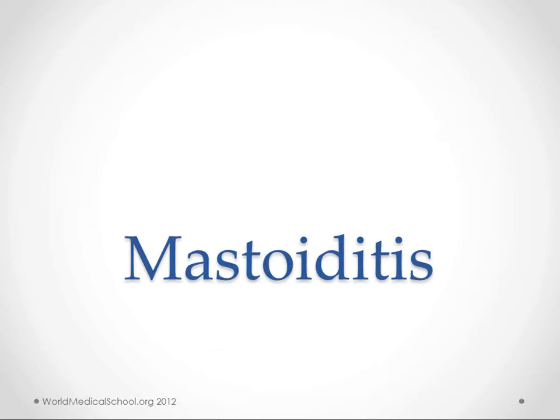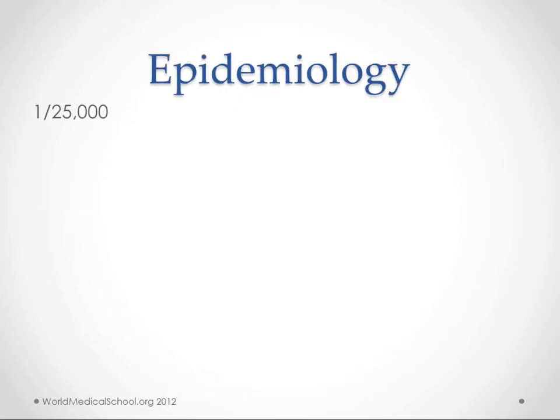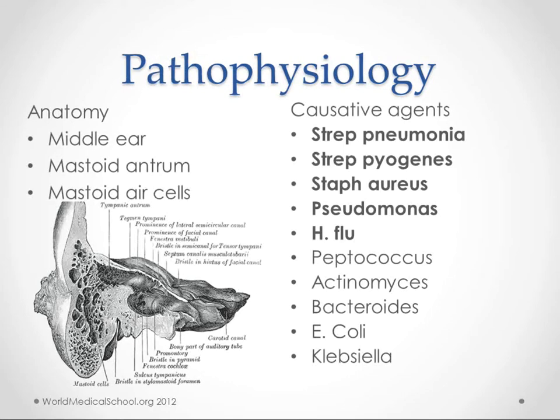We're going to talk about mastoiditis. This is a lot less common than I thought it was. It's about 1 in 25,000 per year incidence rate. So it's not showing up quite as much as it used to, just since the advent of treating our acute otitis medias with antibiotics. And that's essentially what all mastoiditis comes from, is a complication of acute otitis media.